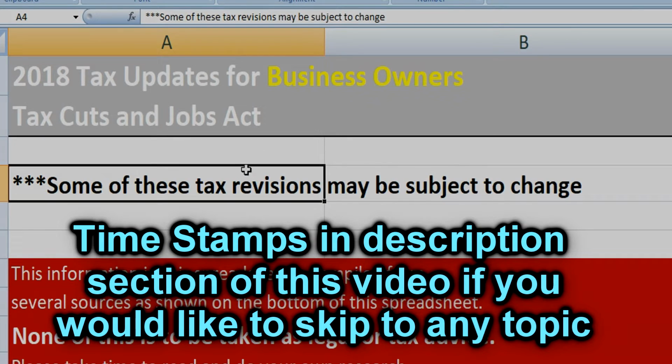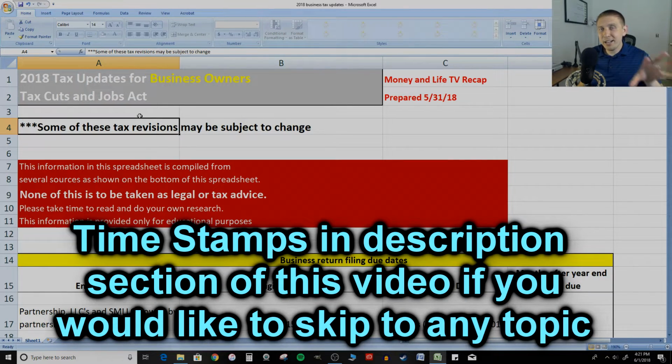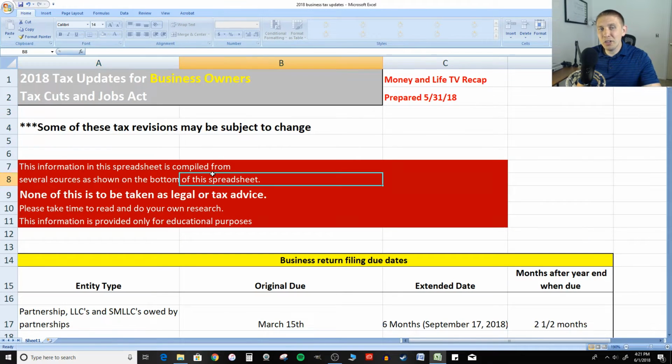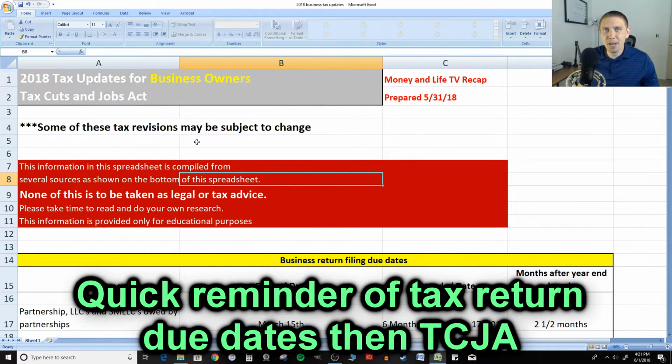First thing I want to point out, guys, is that some of these tax revisions may change. The IRS has not released guidance on a lot of the stuff we're going to discuss today, so just keep that in mind. Before acting on any of the information you see in the spreadsheet, realize this is not legal or tax advice. The rules might have changed by then based upon when the IRS releases their guidance, but I really think this video and this spreadsheet is going to give you a great overview of many of the changes of the Tax Cuts and Jobs Act.